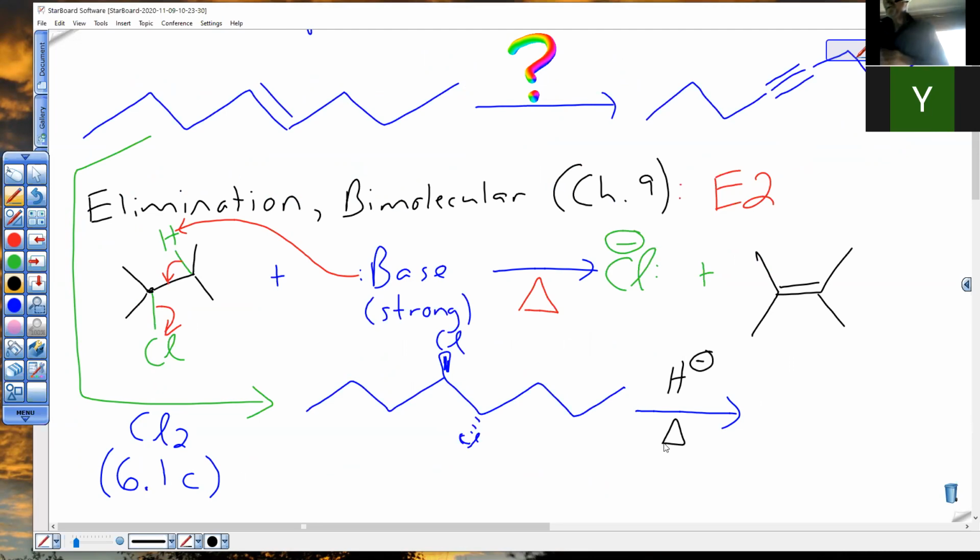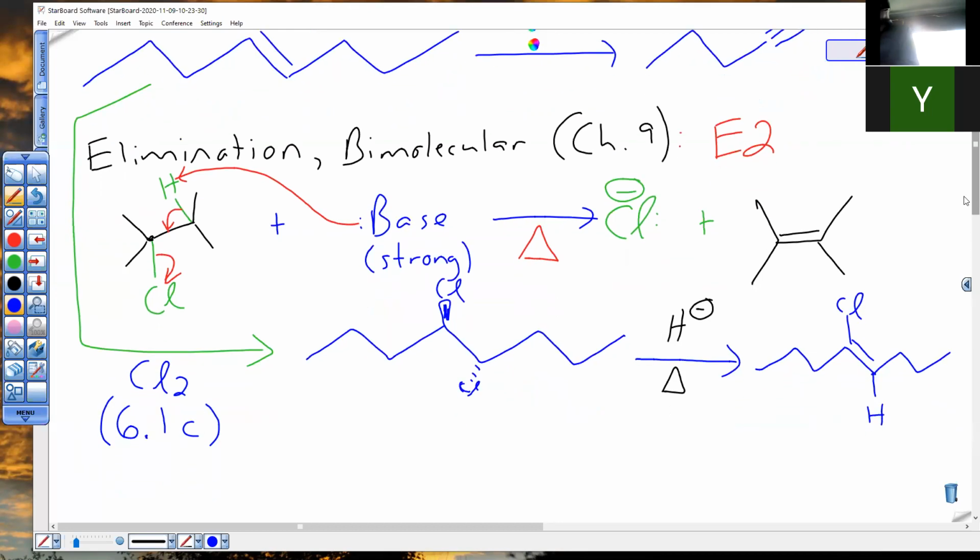We can do the reaction we just learned once to make a double bond there. Still have an H over here. Do it again. H minus, mole number 2, and heat. Mole number 2. And you get the same result. We'll even do the mechanism for both.